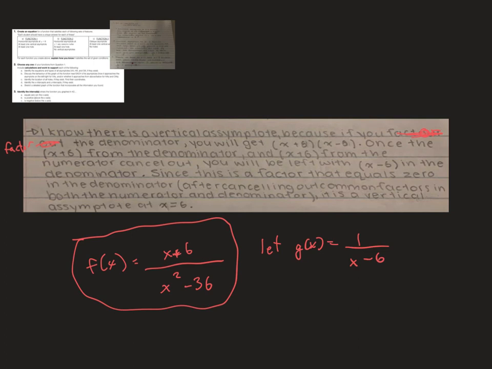So if you let g of x equal 1 over x minus 6, then you can see where your hole is, and that will be at g of negative 6. That's 1 over negative 12. So f of x has a hole at negative 6 comma negative 1 over 12.